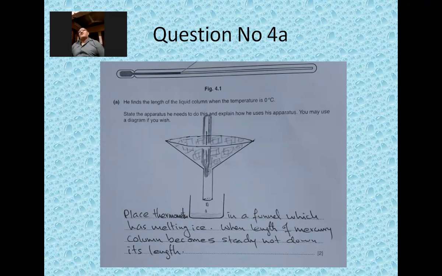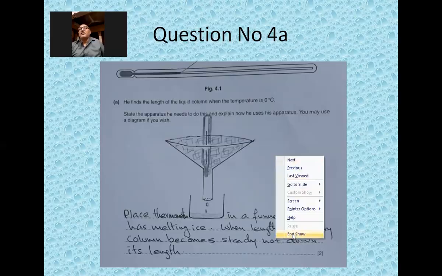So when you place your thermometer in the melting ice, obviously the column of the mercury will go down, and you observe it. When it becomes steady, then that is the point which is known as the ice point. So mark that position, and if you want to measure that length, you can measure it. That will be the ice point. So you can measure the length of the mercury at that point.